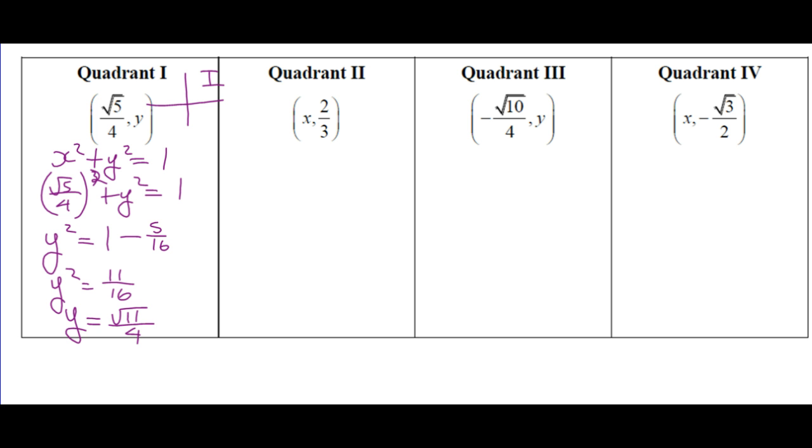Root of 11 over 4, right? Because we could do the square root of 16. And it's positive because we're in quadrant 1. Okay, so Q1 y is positive.